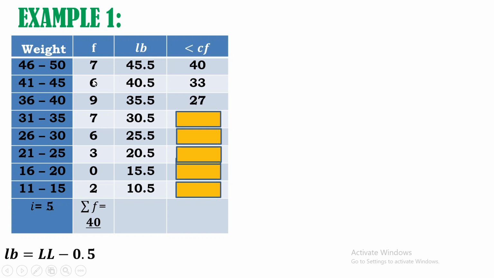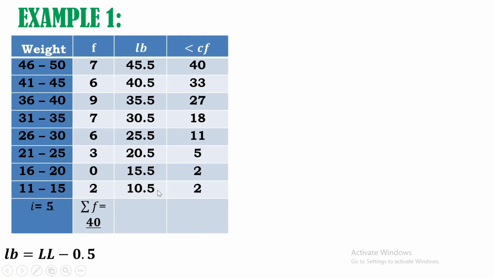33 minus 6 is 27. Minus 9, it's 18. 18 minus 7 is 11. 11 minus 6, 5. 5 minus 3 is 2. 2 minus 0 is 2.